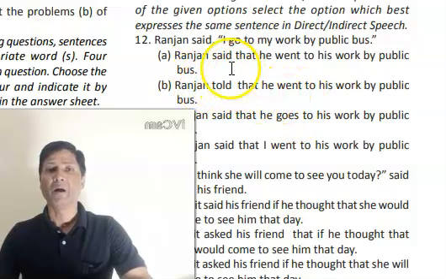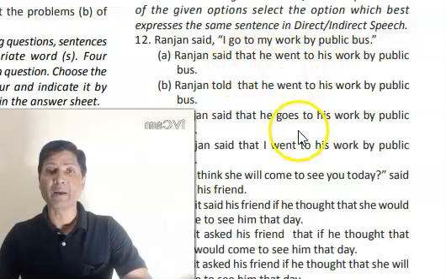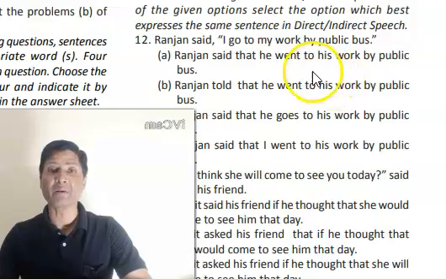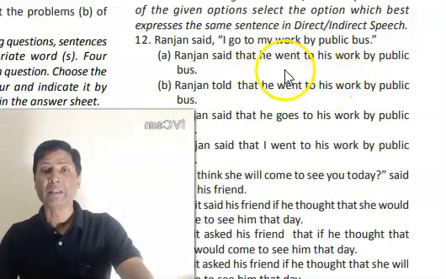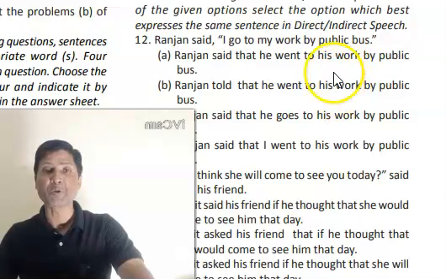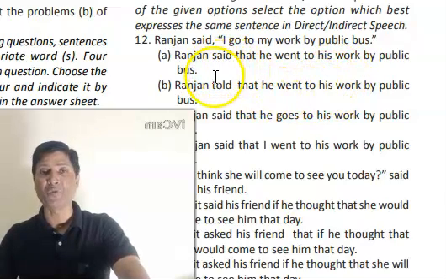I think it should be "I go to my work." So here went, goes, went. "I go to," here "I" not, "he goes." He went to his work by public bus. Have I made a mistake in keeping the options? That he went to his work by public bus, and that he went to his work by public bus. So these two options are the same, so you can go for either.